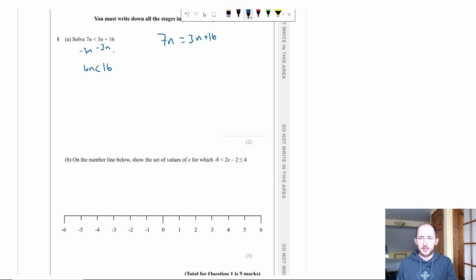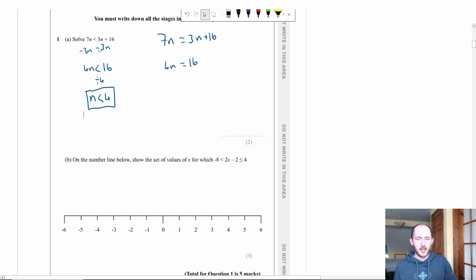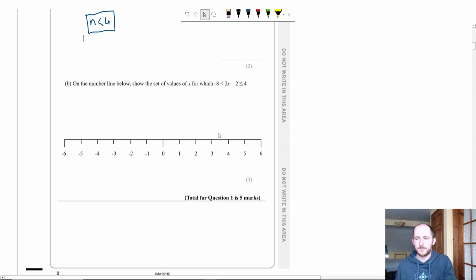And again, if you imagine that it was an equal sign, what would you do? You'd divide both sides by 4. So in this case, you're dividing both sides by 4. And you get n is less than 4, which is the correct answer. Okay? Treat it exactly the same. The only difference is that with inequalities, if you ever divide or times by a negative, you would flip the direction of the inequality. Other than that, it's the same as just having equals.